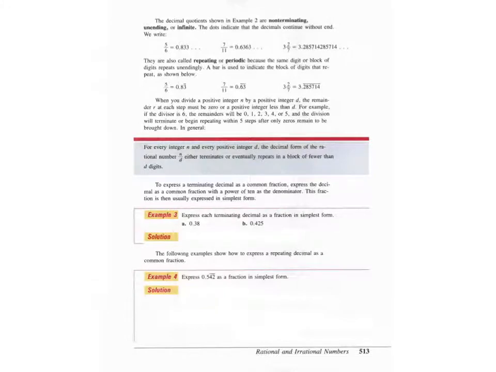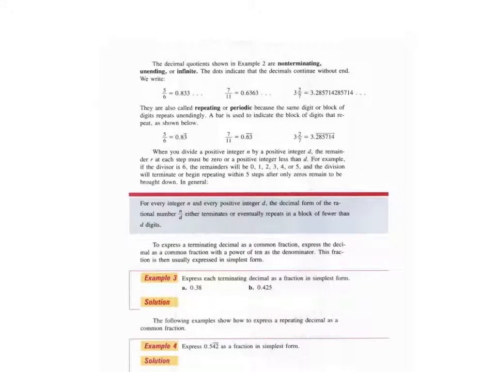All right, on the next page, this is talking about non-terminating decimals. So these would be like examples of irrational numbers. So these are non-terminating or repeating. So notice the number that repeats in the 5/6 was the 3. The numbers that repeated in the 7/11s was the 63. And then this is the one that we had to take really far. So here they're showing you the bar notation. You only put the bar over the numbers that repeat.